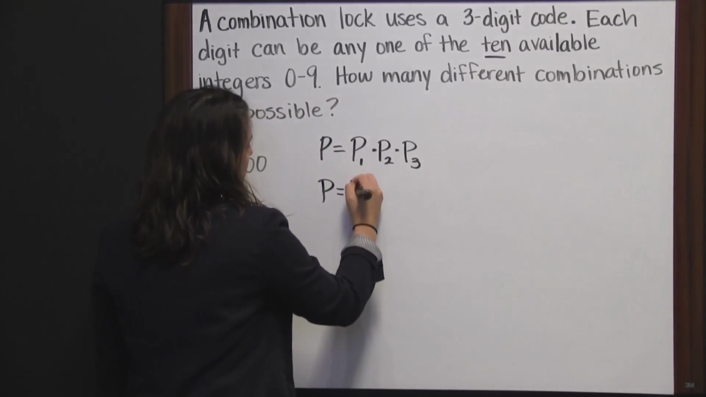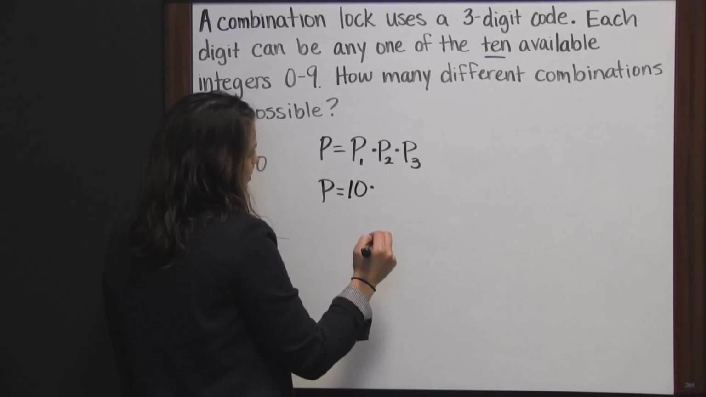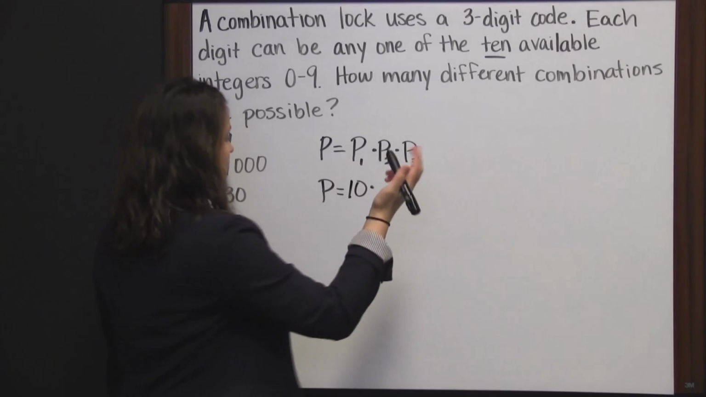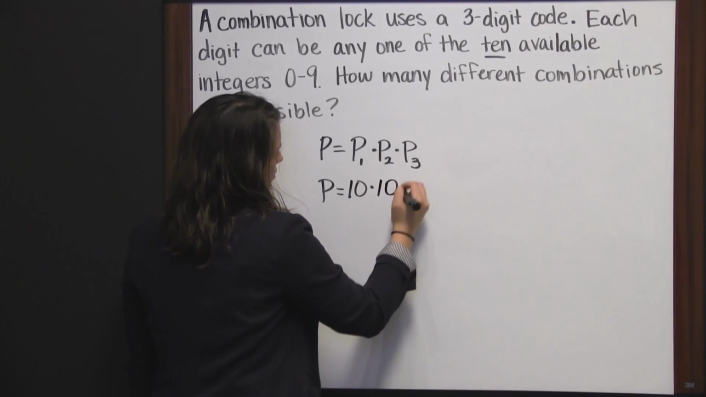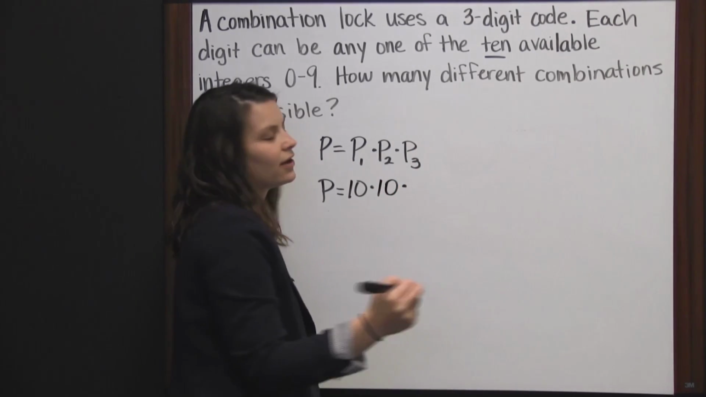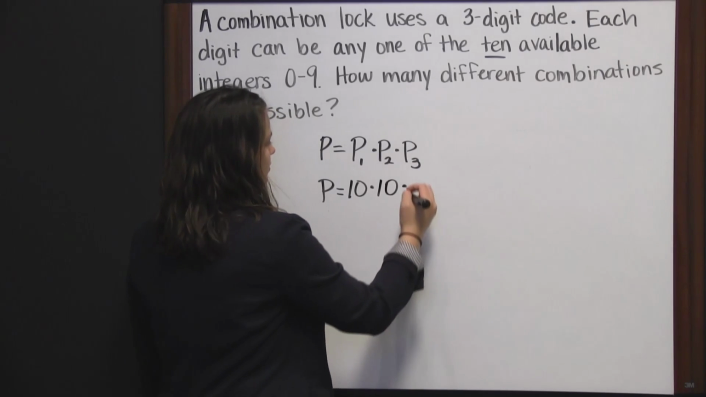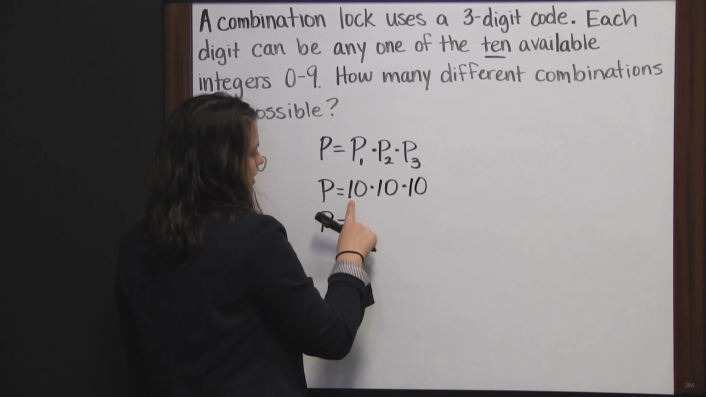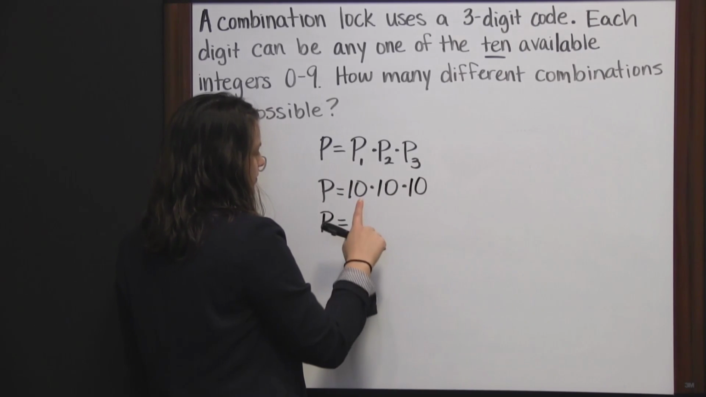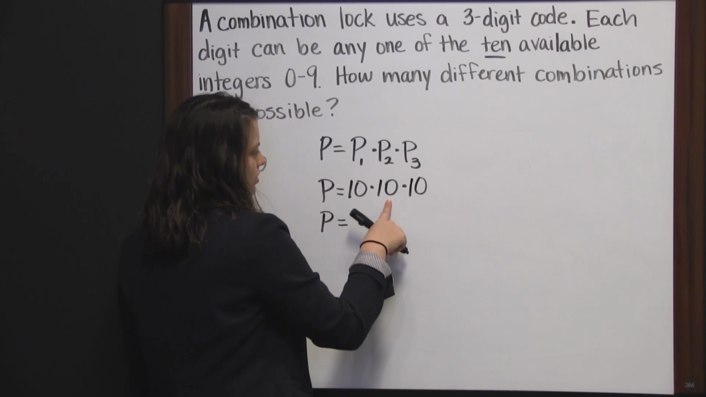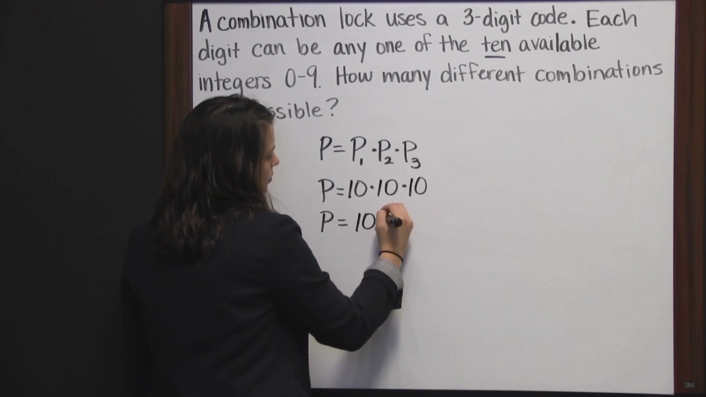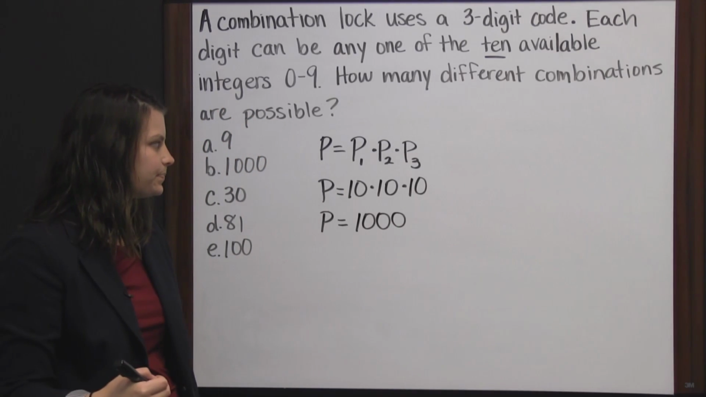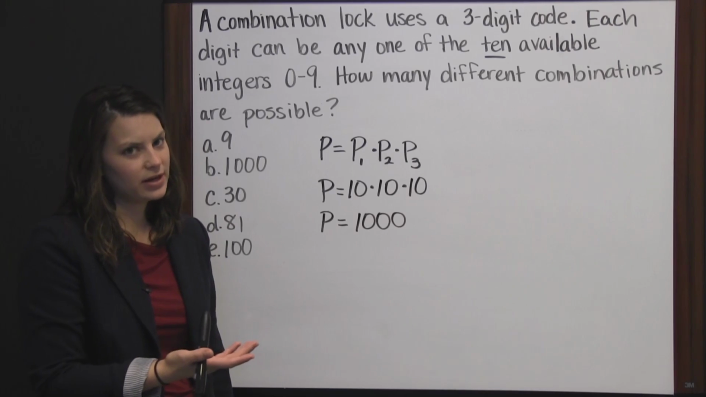10 available numbers, times the possible outcomes for the second digit, which again is 10 integers, times the possible outcomes for the third digit, which is again 10. So the possible outcomes is 10 times 10, which is 100, times 10, which is 1,000 possible outcomes. This is the quicker way to do it.